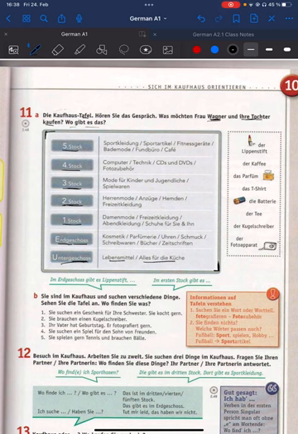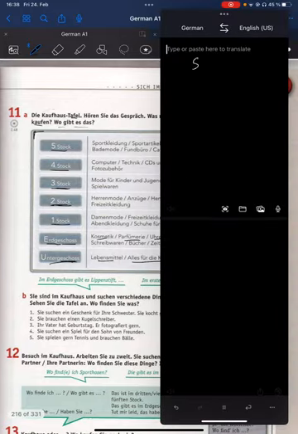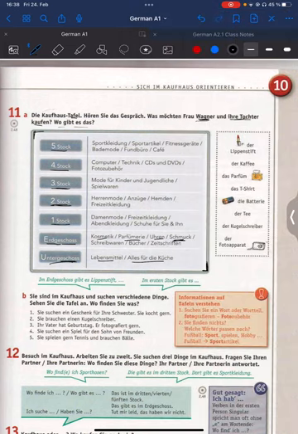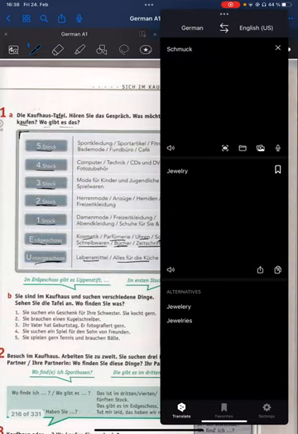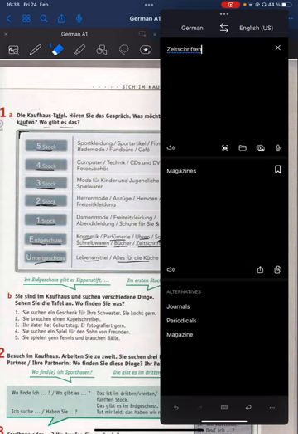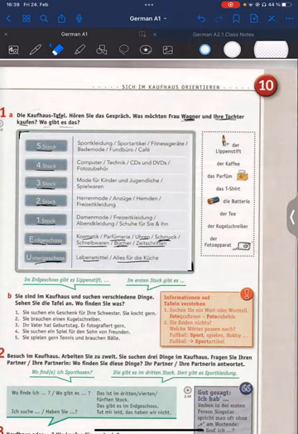Then alles für die Küche, everything for the kitchen. Then Kosmetik, Parfümerie, perfumes, Uhren, watches, Schmuck. What is Schmuck? It is jewelry, okay. Schreibwaren is stationery. Bücher are books. Zeitschriften, I think, magazines. Yeah, magazines, journals.